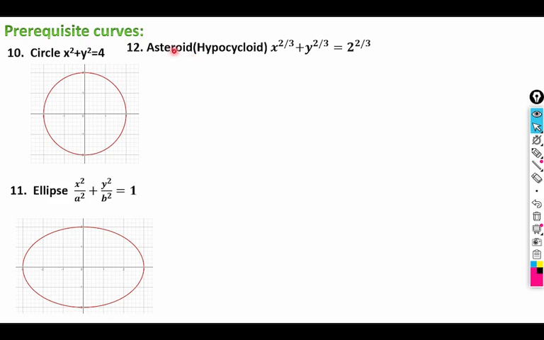Now we have an asteroid. This is the new curve for you, asteroid or hypocycloid. So the equation is x raised to 2/3 plus y raised to 2/3 equals 2 raised to 2/3. Remember, it is similar to the circle only.